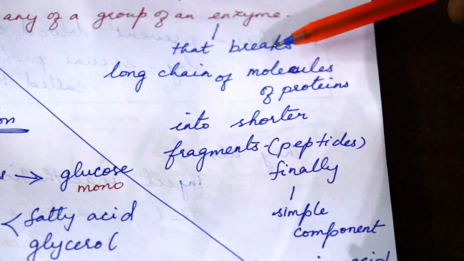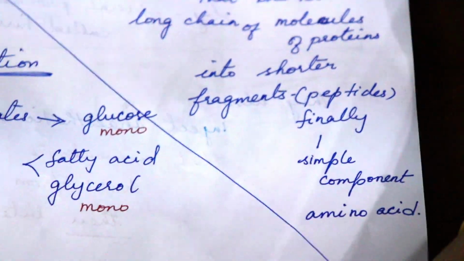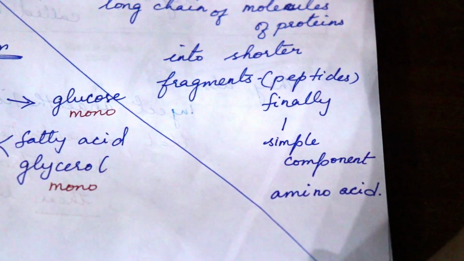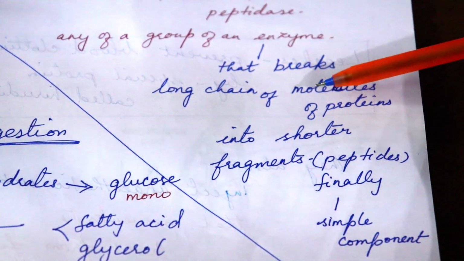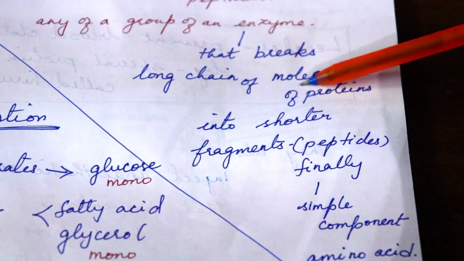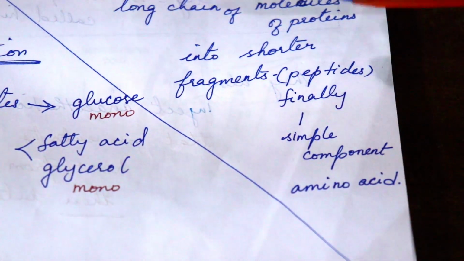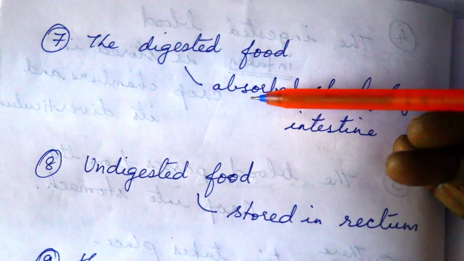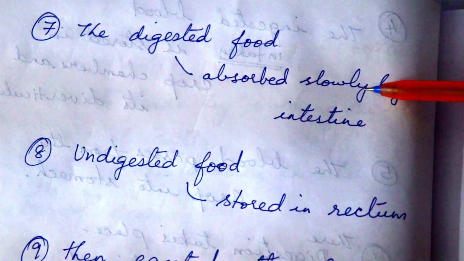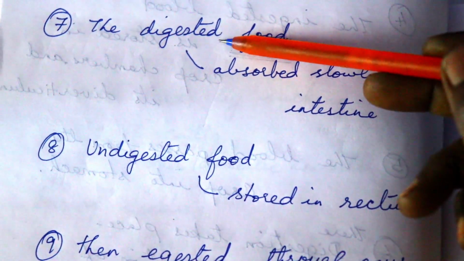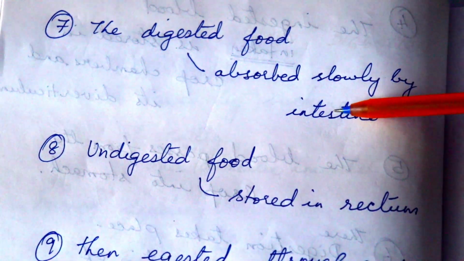Now what is the final thing we have? Through the action of proteolytic enzyme, long chain protein molecules are broken down into a small part called amino acid. After this, what will happen? The digested food is absorbed slowly by the intestine. Children, digestion takes place in the stomach, so that is pushed down to the intestine.